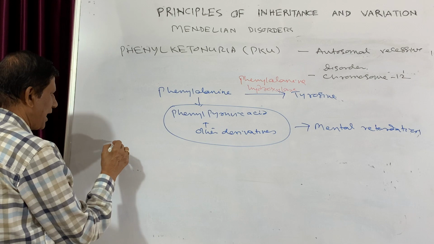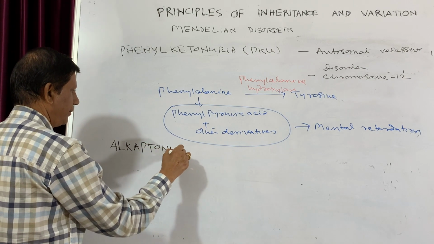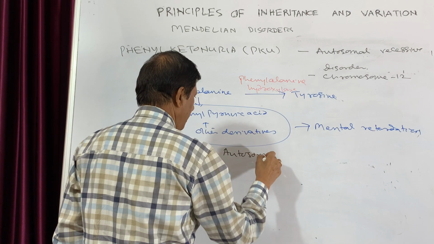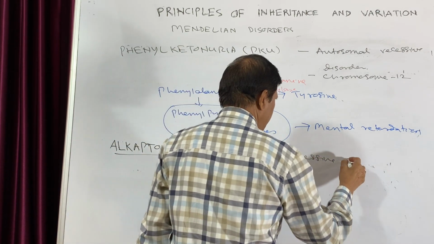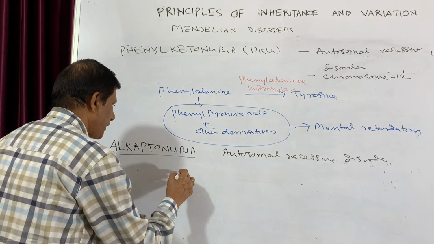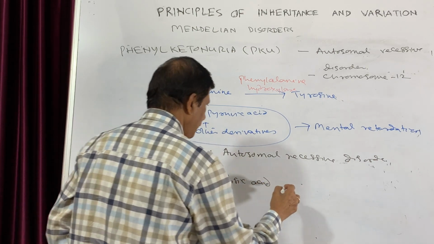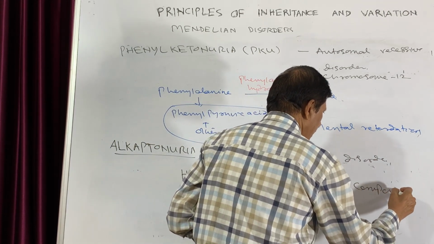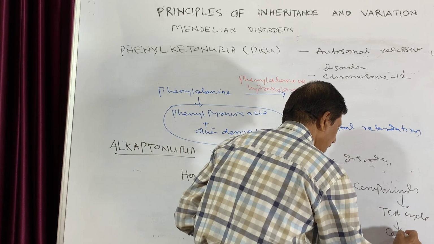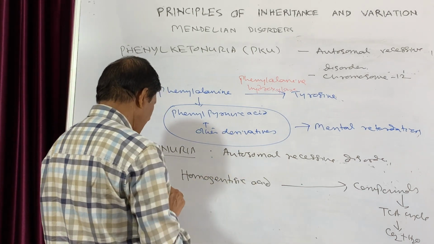Then another one we'll discuss, that is alkaptonuria. Now this is also an example of an autosomal recessive disorder. And here what happens, again due to a defect of one gene. Usually, homogentisic acid is converted to different compounds which will enter into the TCA cycle or Krebs cycle, and finally it will be converted to carbon dioxide and water. This homogentisic acid is also known as alkapton.